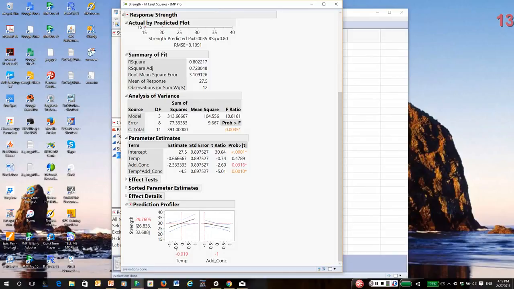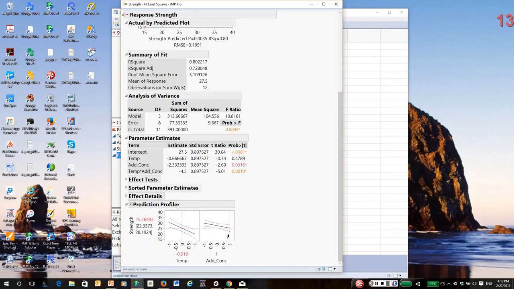Notice when additive is at its low level, I should have said temperature has a positive effect. If I put additive at its high level, temperature has a negative effect. Hence, on average, it looks like temperature doesn't have a big effect, but it really does.